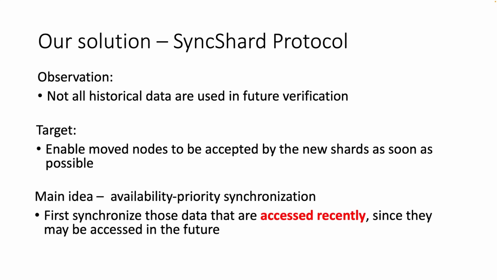The main idea comes from a new concept called availability priority synchronization. Availability here means the moved nodes can be accepted by the new shard. Specifically, we first synchronize the data that was accessed recently, because this data may be accessed in the future if it is accessed frequently.